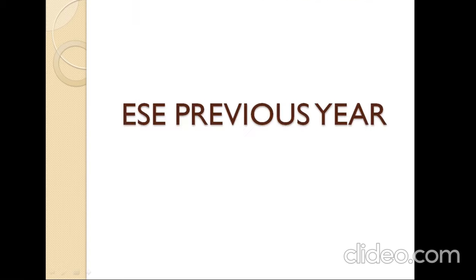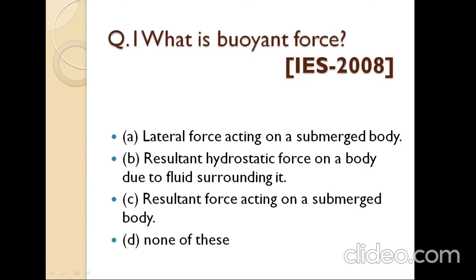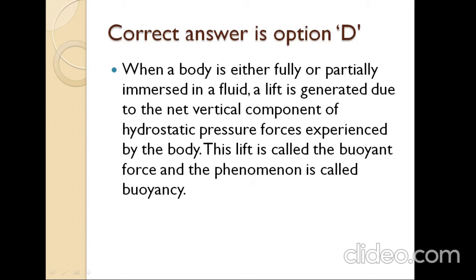Now coming to ESE previous year. Question first: what is buoyant force? Option A, lateral force acting on submerged body. Option B, resultant hydrostatic force on body due to fluid surrounding it. Option C, resultant force acting on submerged body. Option D, none of these. So the correct answer is option D, because when a body is either fully or partially submerged in a fluid, a lift is generated due to the net vertical component of the hydrostatic force experienced by the body. This lift is called the buoyant force and the phenomenon is called buoyancy.